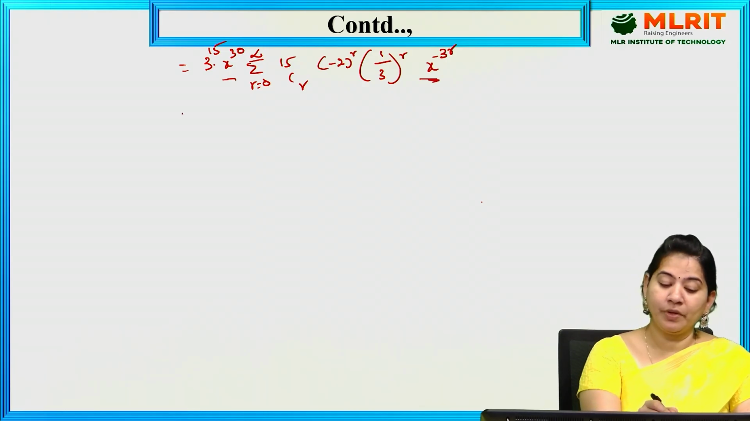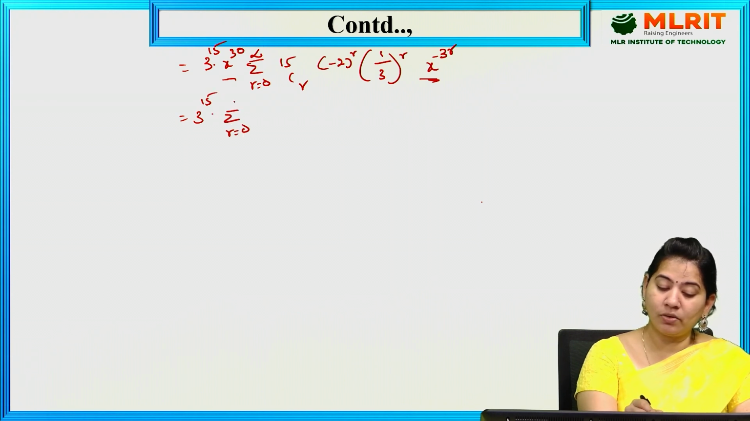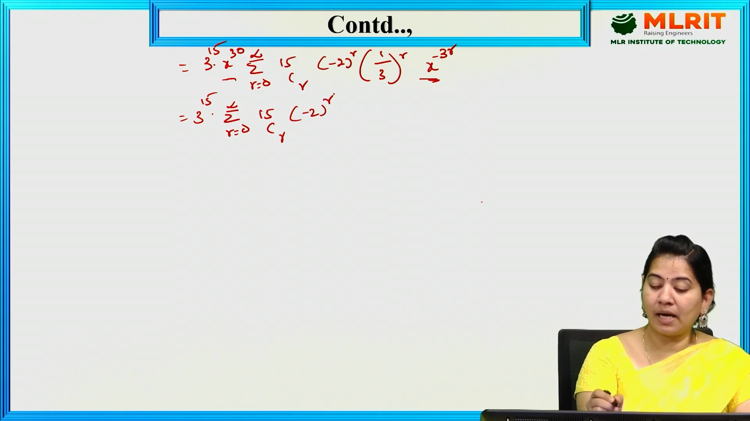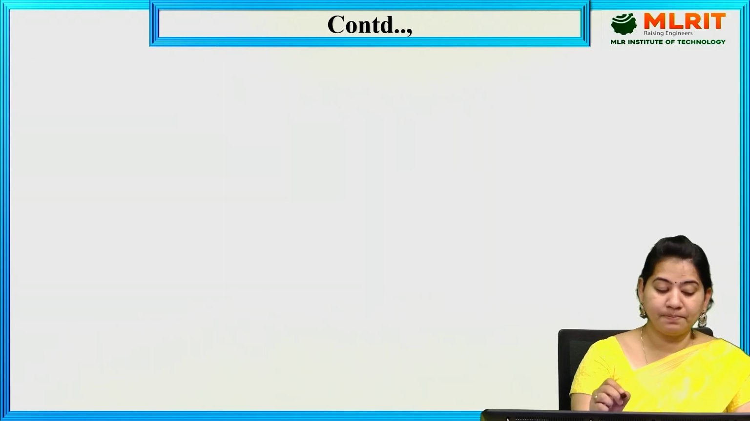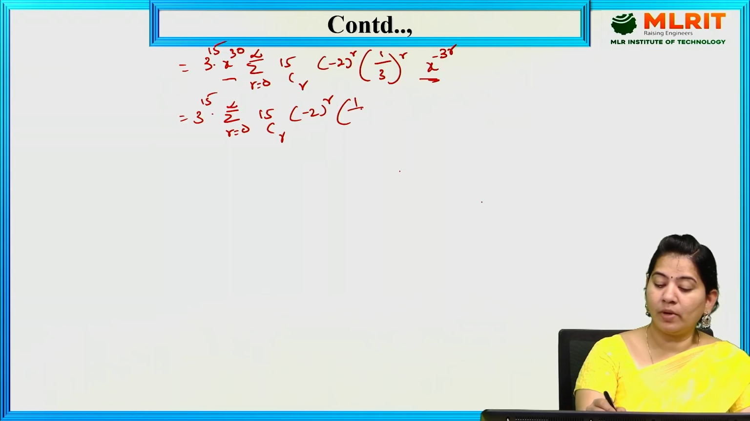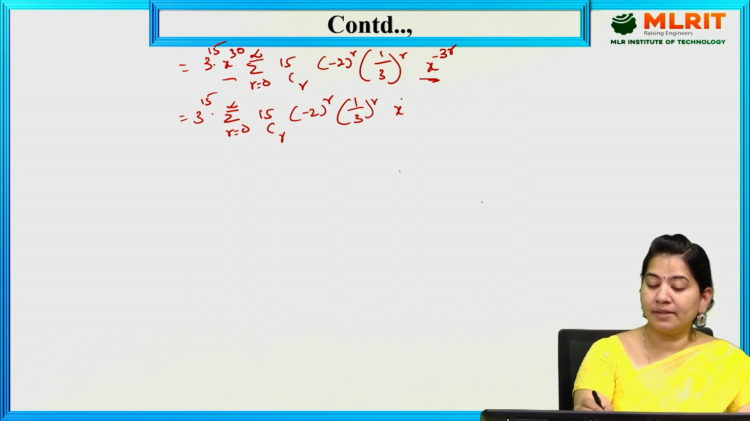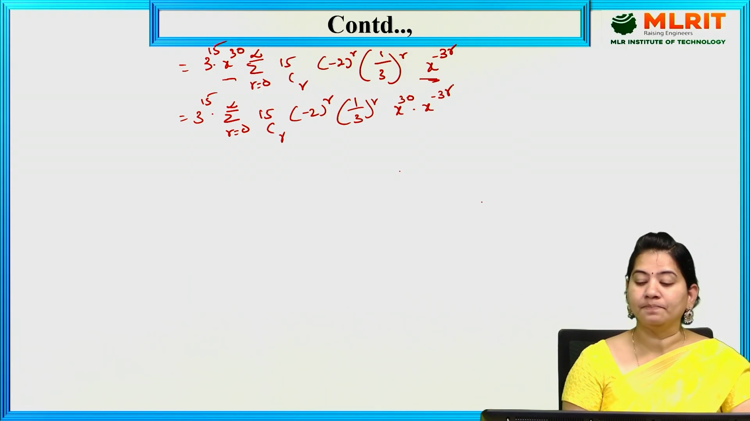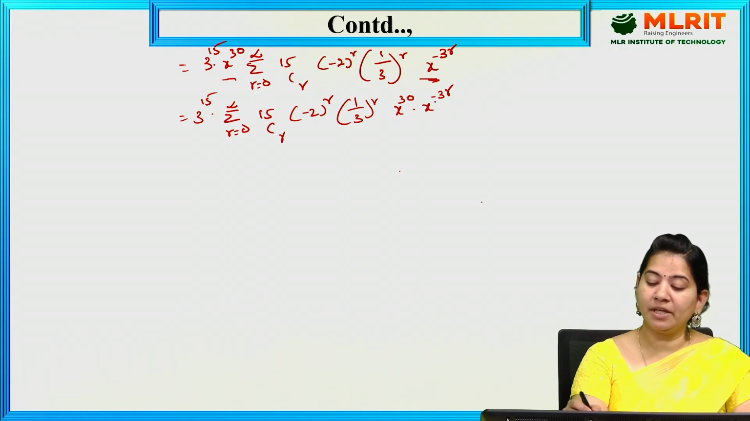So now here we can see the x value as minus 3r and here the x value as 30. You just take this to that side, then it will become 3 power 15 sigma r equal to 0 to infinity 15Cr minus 2 power r into 1 by 3 power r into x power 30 into x power minus 3r, which is nothing but x power 30 minus 3r.